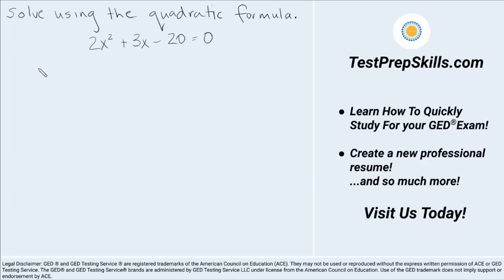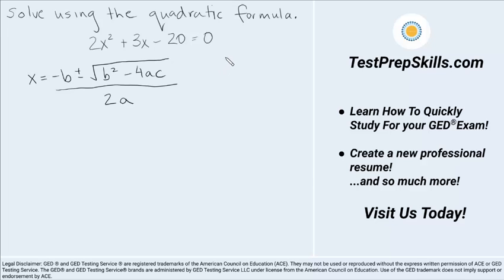The quadratic formula is x is equal to negative b plus or minus the square root of b squared minus 4ac, all of this divided by 2a. Now you might be saying, well, what is a, b, and c? That's the next thing we're going to do. Identify a, b, and c.